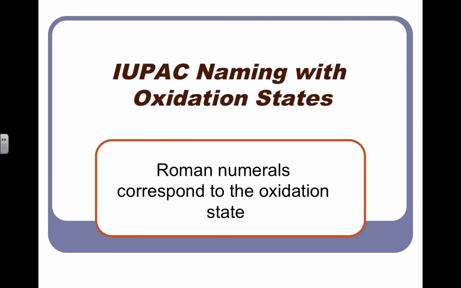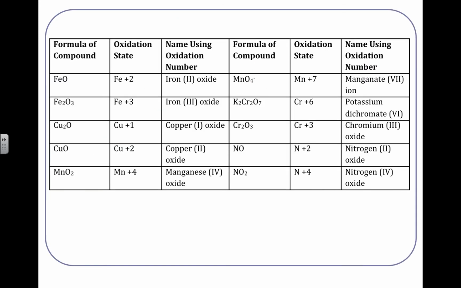Okay, lastly, we've seen Roman numerals in our naming for a long time, and we told you that those Roman numerals on your transition metals represented the charge. Well, that's true, but it's also true that those Roman numerals correspond to the oxidation state. And that's actually a slightly more correct version. So FeO, we have iron with a +2 charge, oxygen with a -2. So it's iron(II) oxide. But if we had Fe2O3, it's iron(III) oxide.